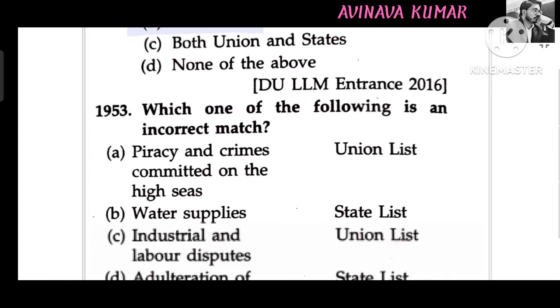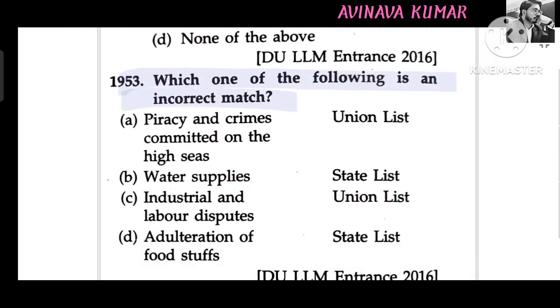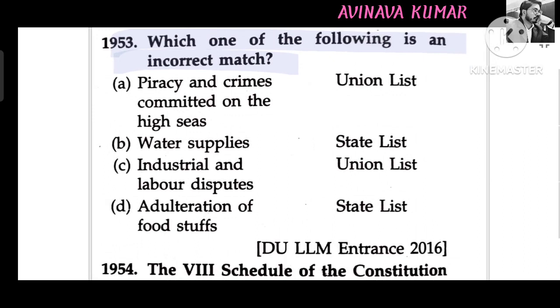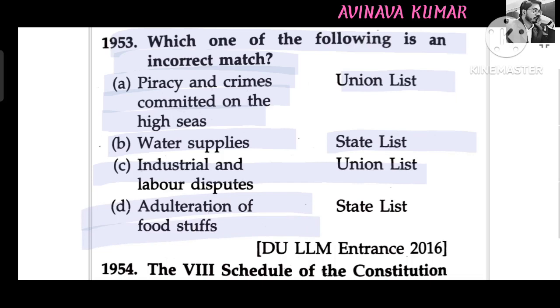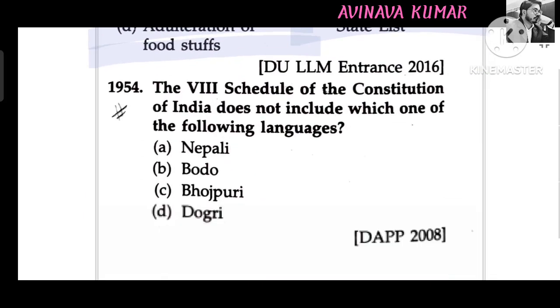Which one of the following is an incorrect match? C is the incorrect match. Crime committed by High Seas, Union list. Water supply, state list. Adulteration of foodstuffs, state list. The 8th schedule of Constitution of India does not include which one of the following languages? Bhojpuri.